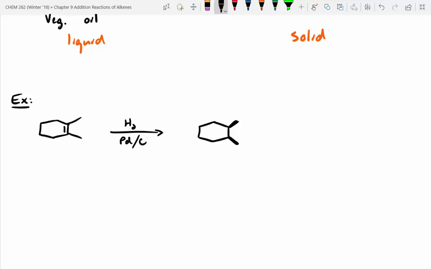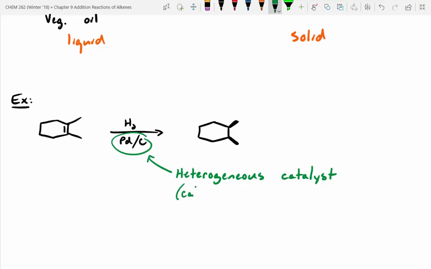Do we have to worry about an enantiomer here? Why not? It's an identical compound. So what do we call this type of compound where it has stereocenters, but it's superimposable on its mirror image? It's a meso compound, right? So in this case, we don't have to worry about a mixture of enantiomers, but sometimes we do. And this type of catalyst system is referred to as a heterogeneous catalyst. And what that means is the catalyst doesn't dissolve.